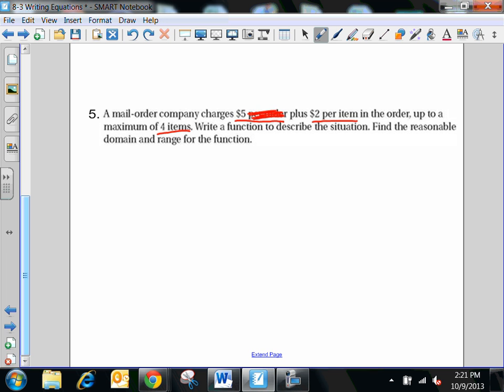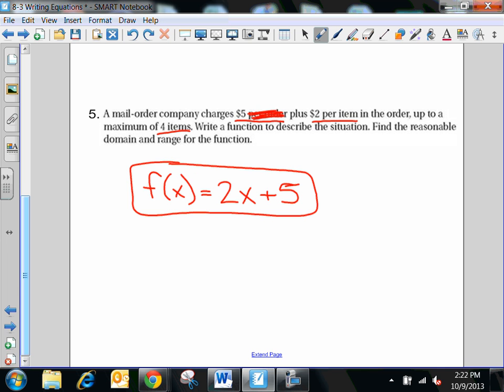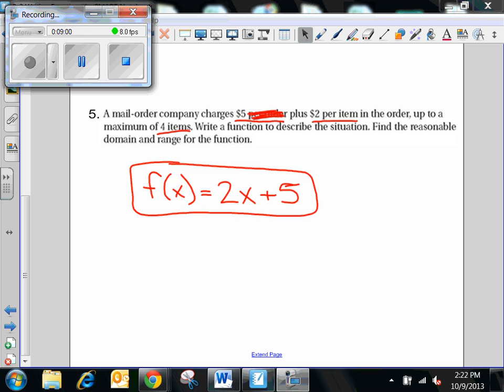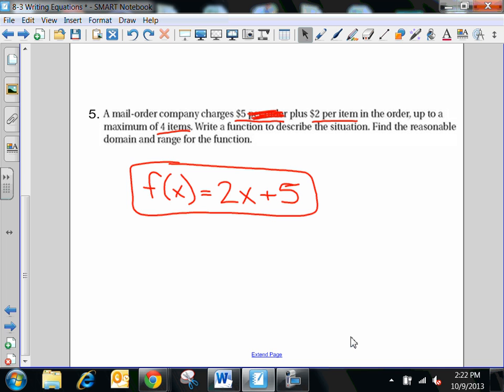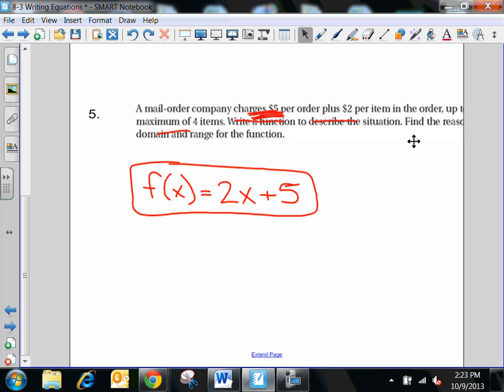So my function here, and we'll do this more tomorrow, is this: f of x is equal to $2 per item plus $5 for the whole order. So this will be my function, okay? $2 per item, so multiplied by the x, and then it's adding a $5 charge, up to a maximum of 4 items. So, okay, so that's my function, and then a reasonable, this says find the reasonable, excuse me, let me fix that.